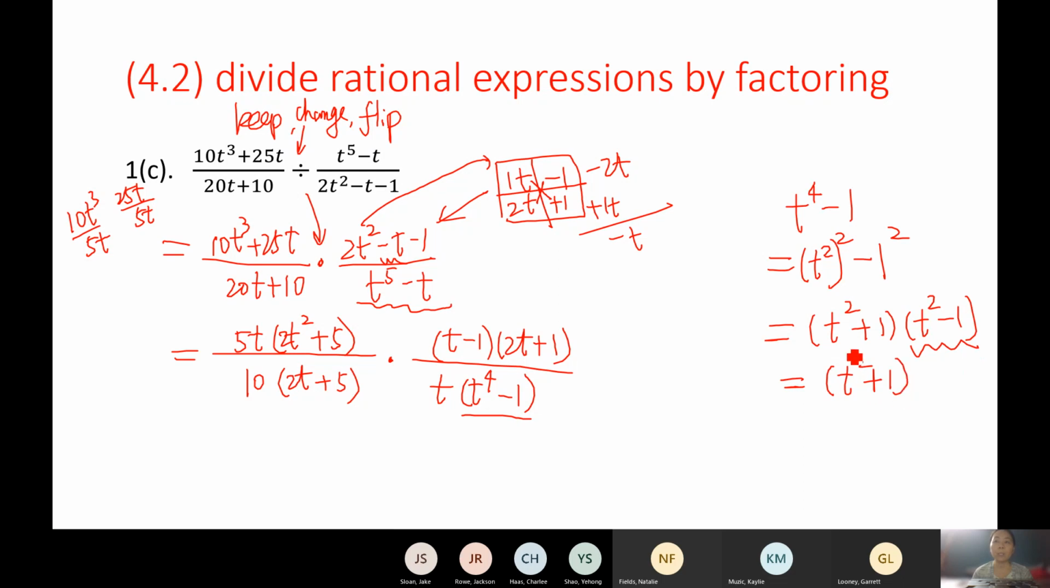But be careful, t squared plus 1 is not a difference of 2 squares. Apparently, we don't have a difference; we have the sum of 2 squares. Unfortunately, we don't have a formula. We cannot factor the sum of 2 squares, but we can factor a difference of 2 squares. And that one, you can also write 1 as 1 squared. So again, a difference of 2 squares, and you will get another 2 factors of t plus 1 and t minus 1.